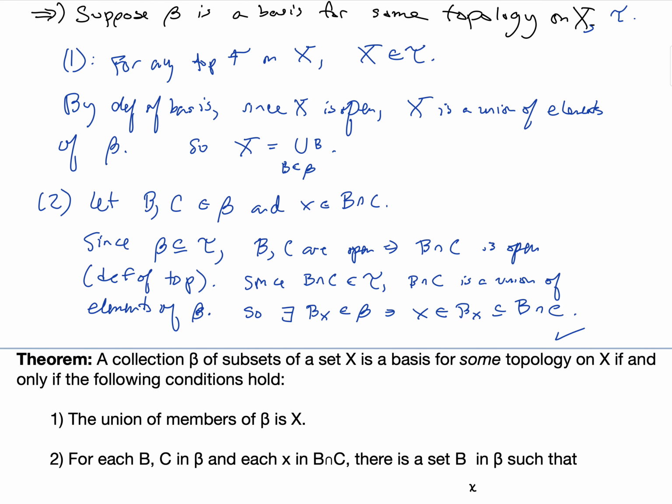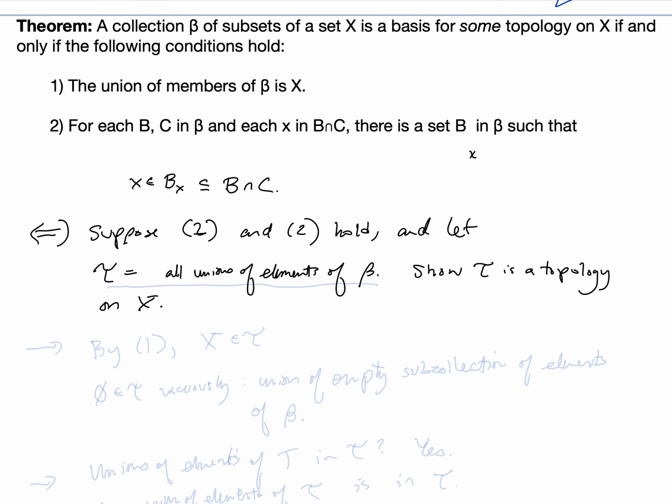Now let's do the proof in the reverse direction. Let's suppose that beta is a collection of subsets of X such that 1 and 2 hold, that the union of members of beta is X, and for each set B and C in beta and each x in their intersection, there is some set B_x in beta such that x is in B_x, which is a subset of B intersected with C. So we suppose these hold and let tau be the collection of all unions of elements of beta. Now we want to show that tau is a topology for X.